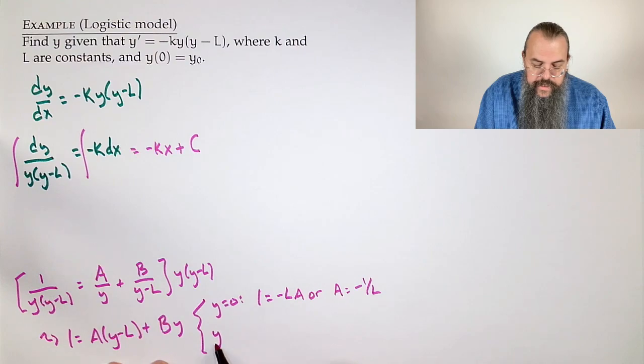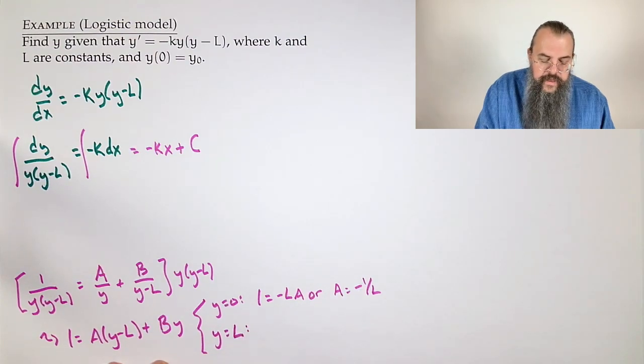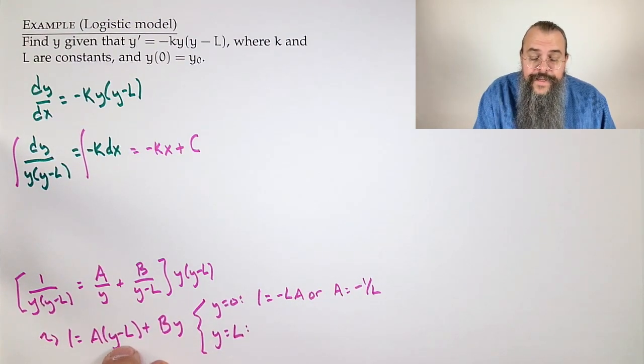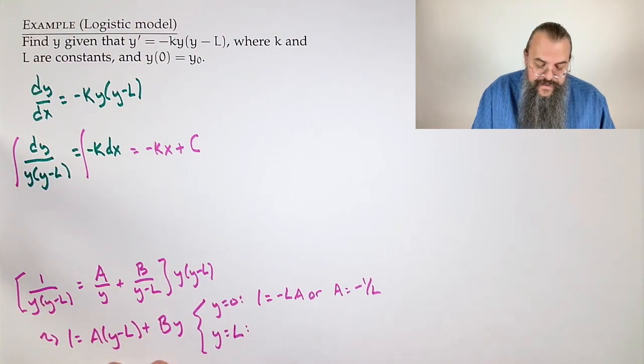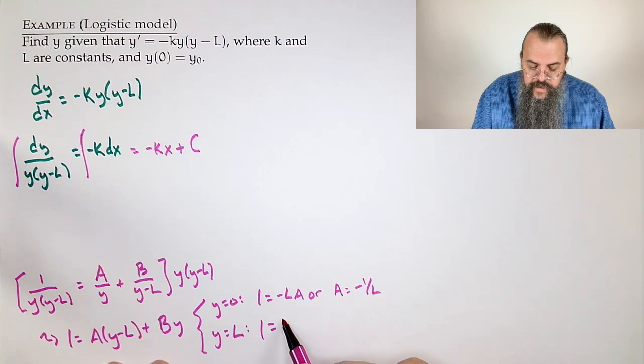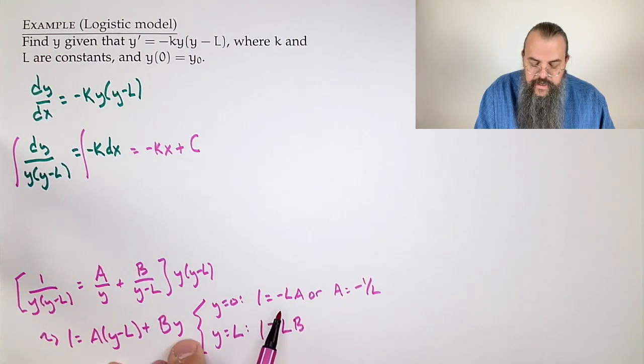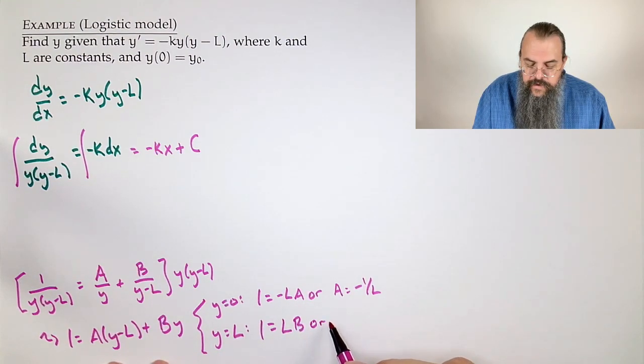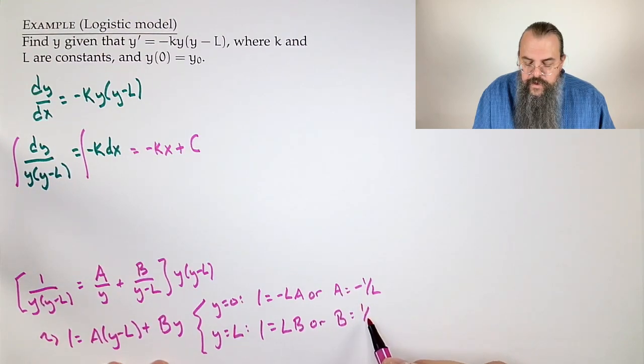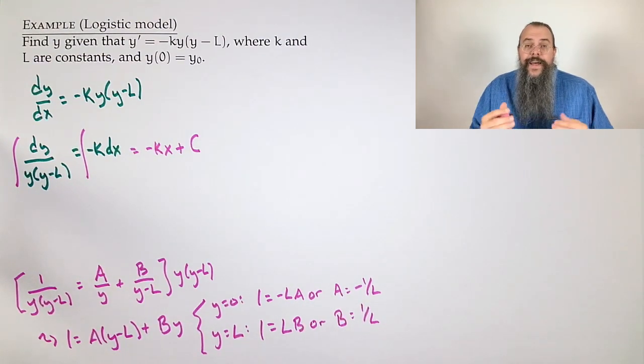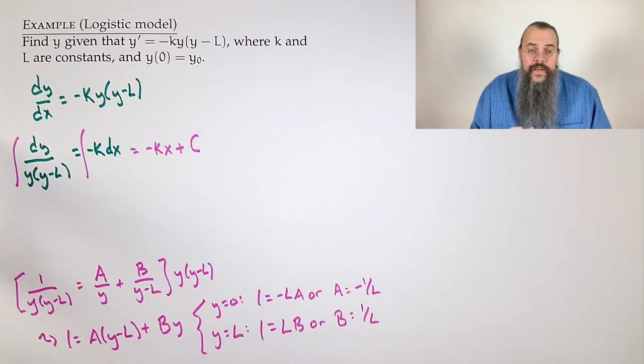If we let y equal L, that completely knocks out the first term. L minus L is 0. So you say, okay, the first term was gone, 1 is equal to L times b. Great, that's b is 1 over L. And now we know A and we know B.